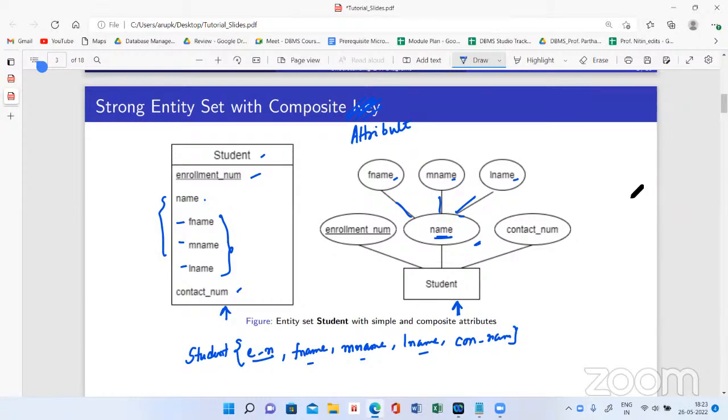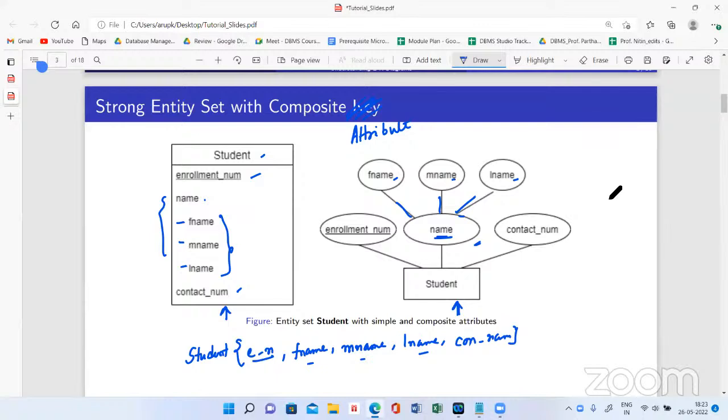Is it something like when we do select F name, M name, L name as name from student? No, you cannot do that. You have to use a concatenation operation, because inside the database there is no entity called name. You have to create it synthetically by concatenation. So that's not part of our database. We are putting the parts separately. That's the way we manage composite attributes.